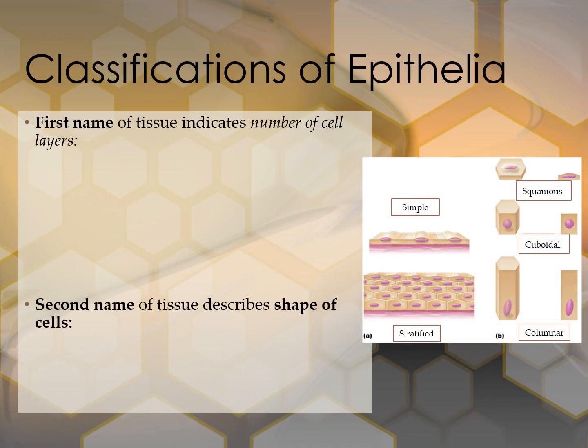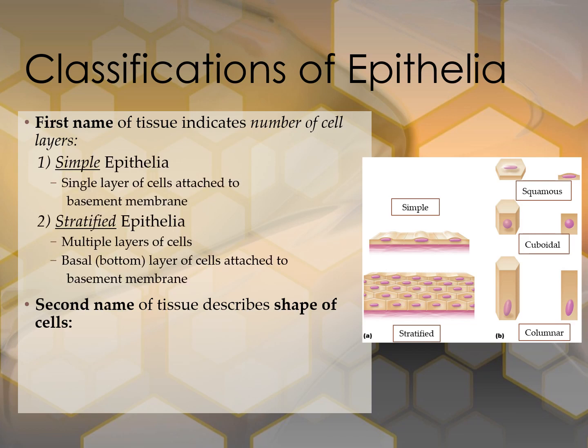So now we have a bunch of different types of epithelial tissue, and how do we name them? How do we say this is this type of epithelial tissue, and maybe in that tissue we have a different type, or that organ we have a different type? So every epithelial tissue is going to have two names. The first name is going to tell us the number of cells in the layer. Okay, so if we have a simple epithelial tissue, it's just a single layer of cells.